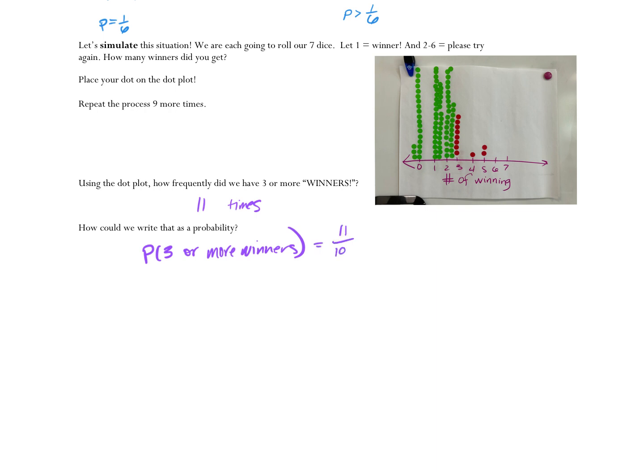11 out of 100. Now, is that the exact probability? No. Is it close enough? Yeah. Do you think it's close to what the actual probability is?